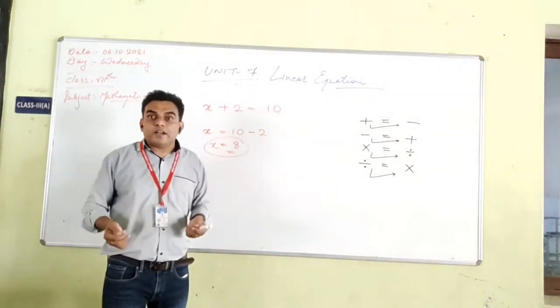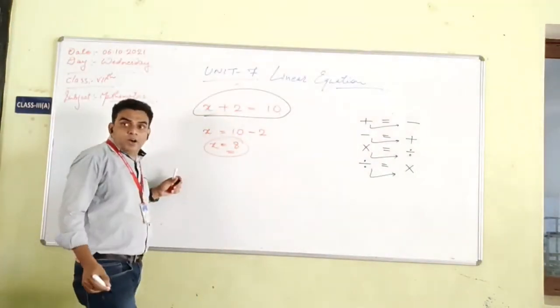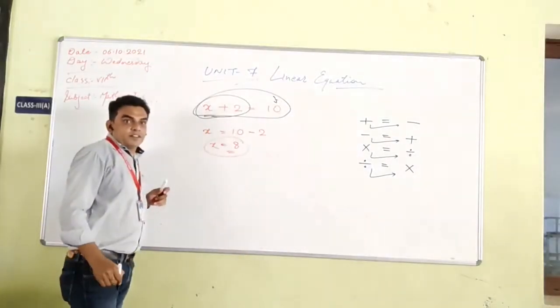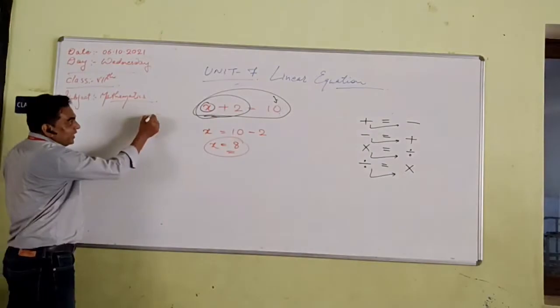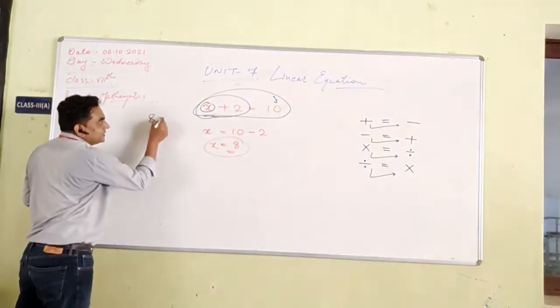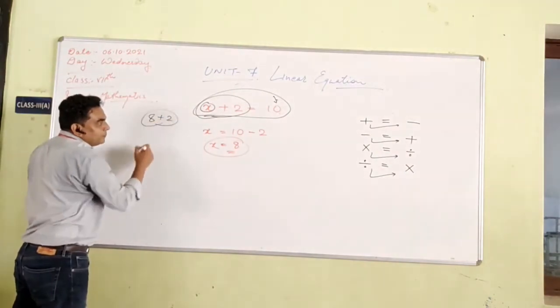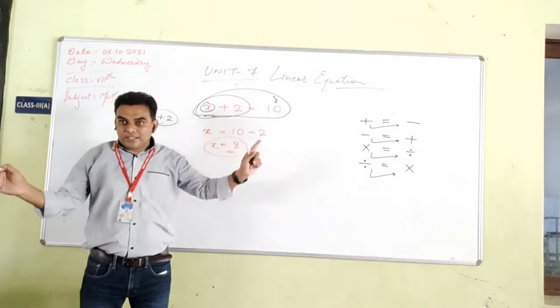How can you calculate that? You can just put the value of x in this equation. How? You can just see x plus 2. What is the answer? 10. Then what is the value of x? 8. You can just put the 8 here, same as the plus, here same as the 2. Then 8 plus 2? 10. Your answer is here. Understood what I am telling?